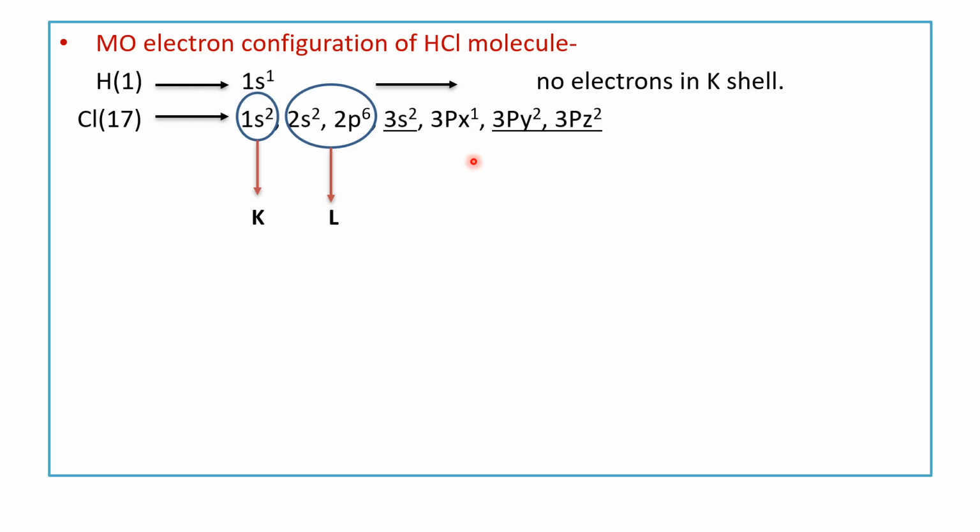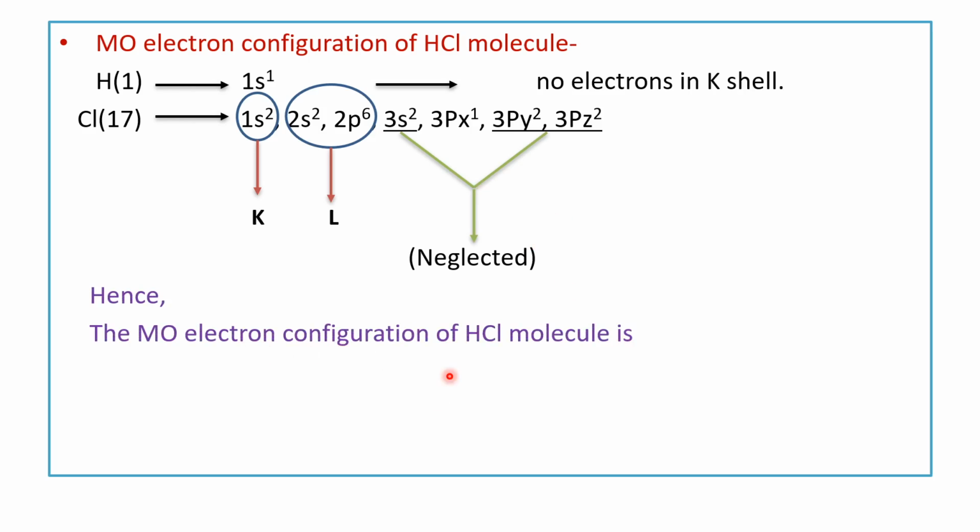Then for the bonding purpose, we are using only the 3px atomic orbital. The 3px atomic orbital overlaps with the 1s atomic orbital. The remaining ones, the 3s2, 3py2 and 3pz2, are all neglected. So based upon this, we can say that the MO electronic configuration of the HCl molecule is KL sigma sp2. So this is the MO electronic configuration of the HCl molecule.